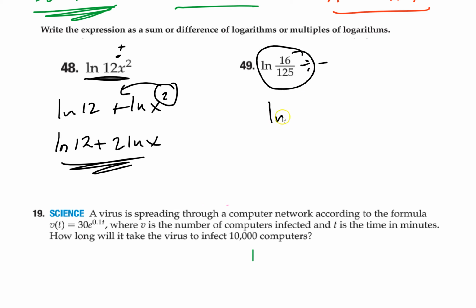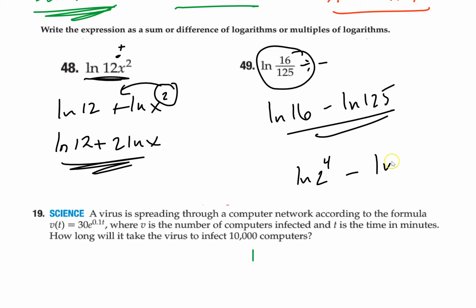Over here, right, divide means subtract. So let's do that. Natural log of 16 minus natural log of 125. And you're done. Unless you want to be a go-getter and rewrite this as 16 is 2 to the 4th minus natural log of 5 cubed. And then you can move that to the front. 3 natural log of 5. But they're the same thing. If they didn't show you powers, you don't have to write it. So that's good. This is a little better.